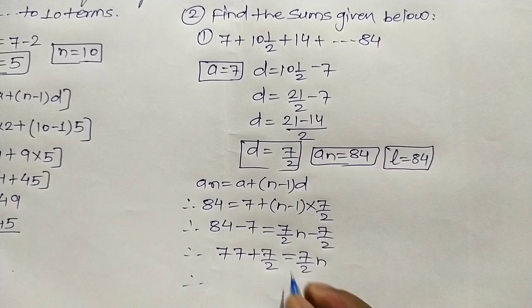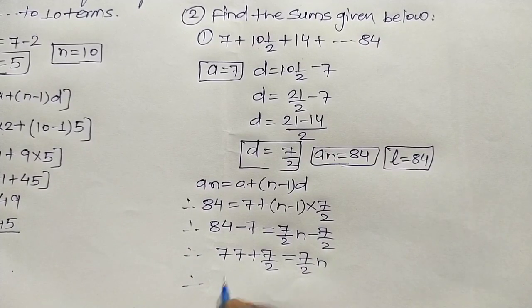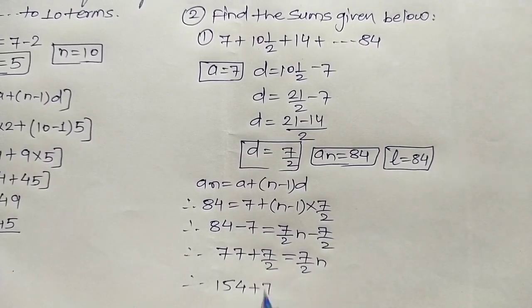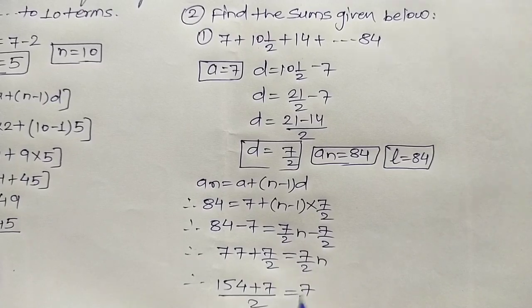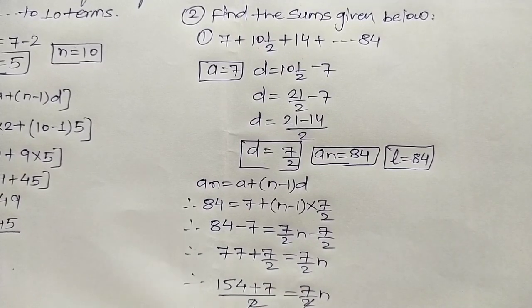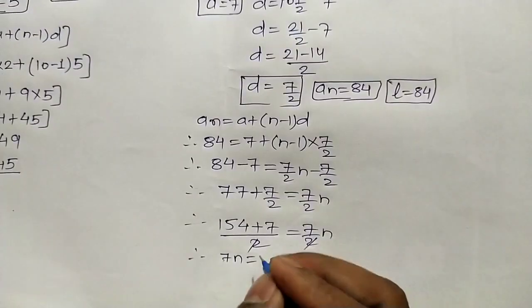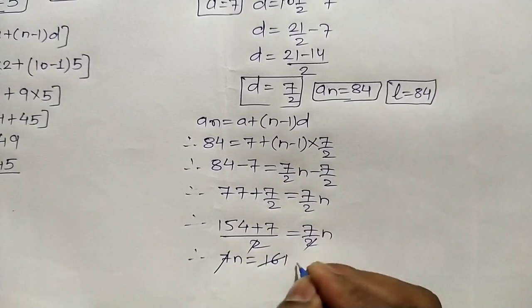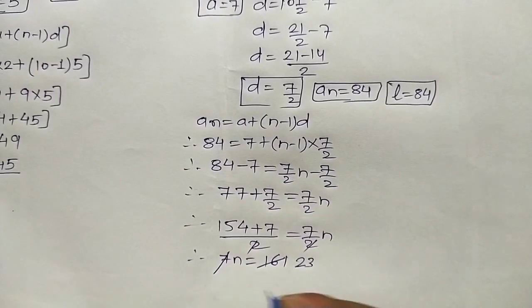Now multiply by 2. 77 twos are 154, plus 7 gives 161 upon 2. 7 by 2 into n, the 2s cancel out, therefore 7n equal to 161. Okay, 7 twos are 14 and 7 threes are 21.